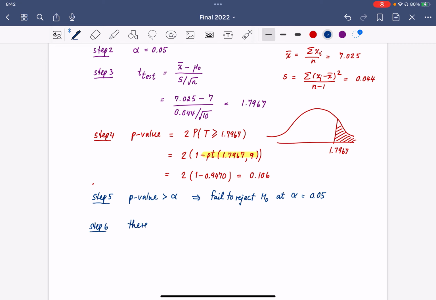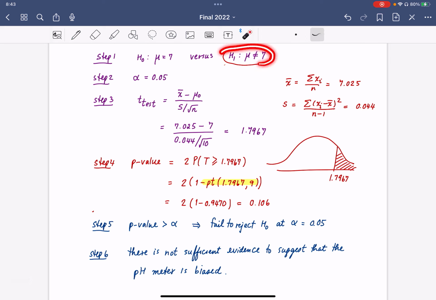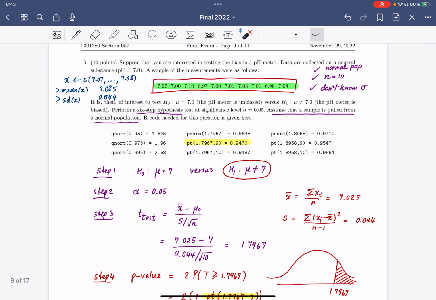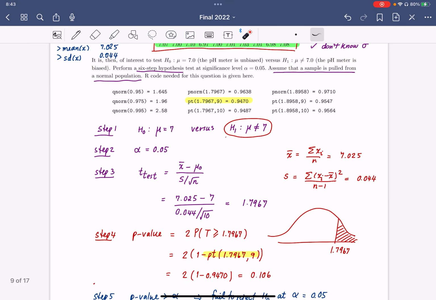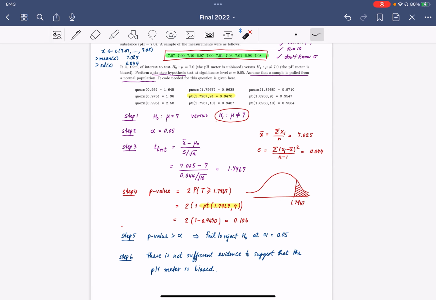That means there is not sufficient evidence to suggest that the pH meter is biased. You have the alternative hypothesis mu is not equal to 7. Mu not equal to 7 means the pH meter is biased. That means not sufficient evidence to conclude H1, so not sufficient evidence to suggest that the pH meter is biased. This is similar to quiz 1 that you did in class as well.